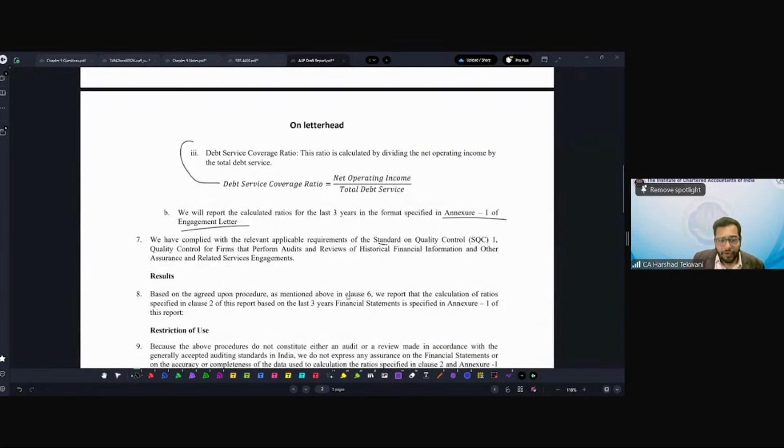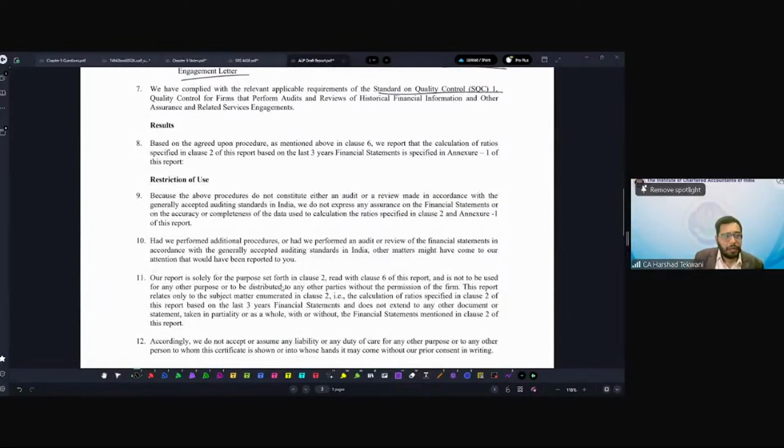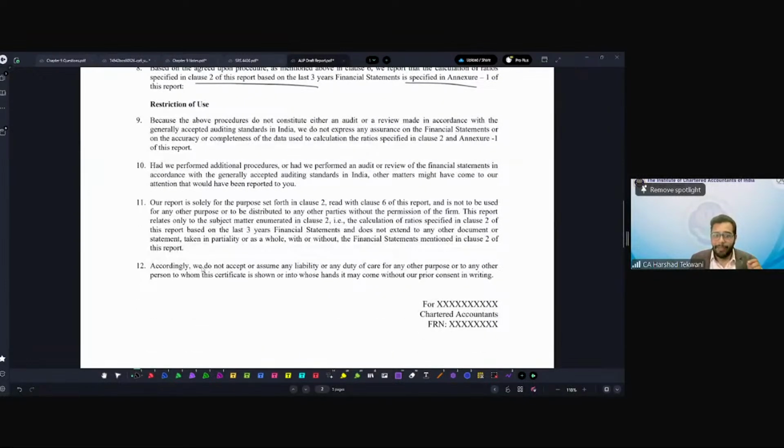Again, SQC 1, because SQC 1 will be applicable. So they are saying that they have complied with SQC 1. Results, not the opinion, not the conclusion; outcome or results. You can use outcome or results, whatever you want. So what they are saying is they have specified in annexure 1 the calculation of the ratios, and then restriction on use. Very important, that is part of each and every agreed upon procedure report.